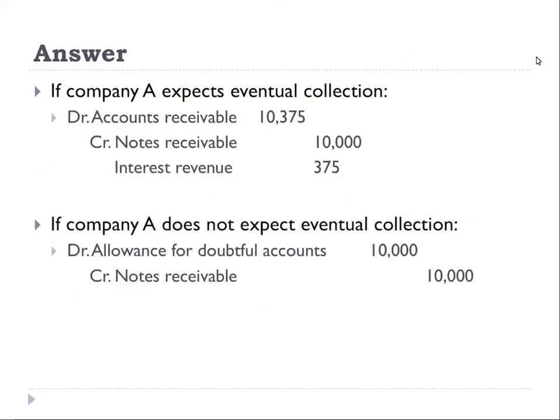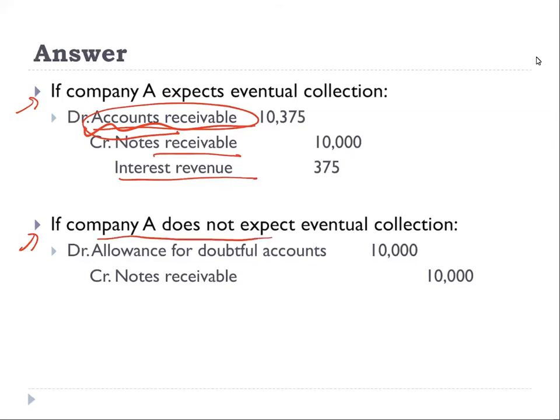So company A's journal entry here depends on what company A's belief is. If company A expects eventual collection, so even though company B indicates it cannot pay the note, company A may think that they're still able to collect from company B eventually. If that is the case, then we debit accounts receivable, credit note receivable, and interest revenue. So in other words, instead of debiting cash, we debit accounts receivable. It's going to be moved into the accounts receivable account.